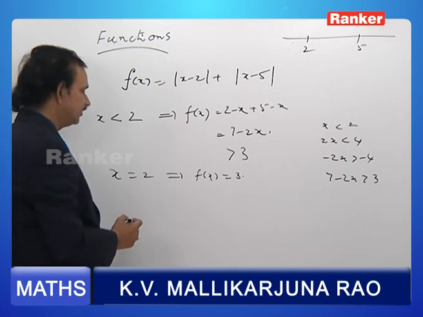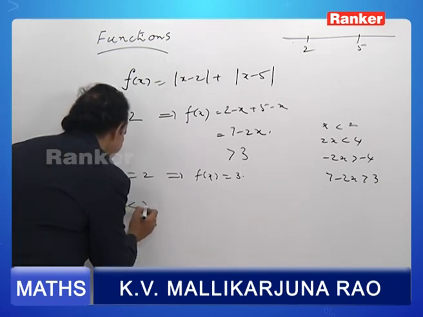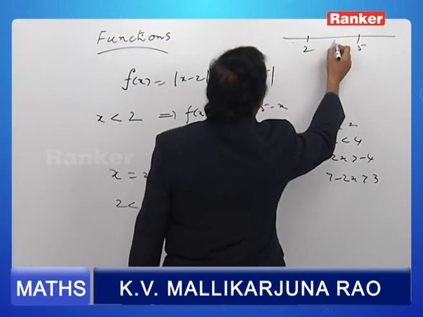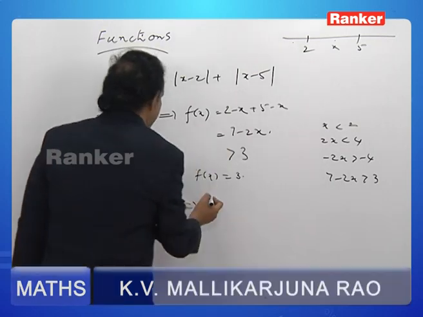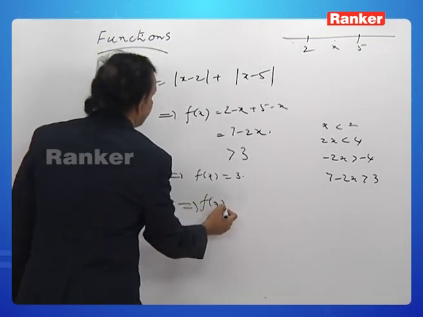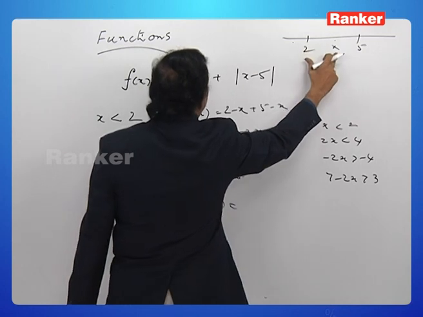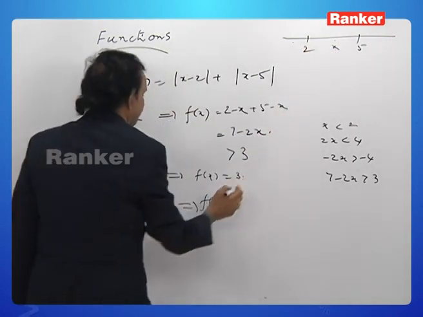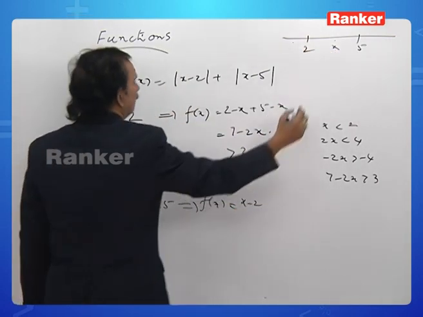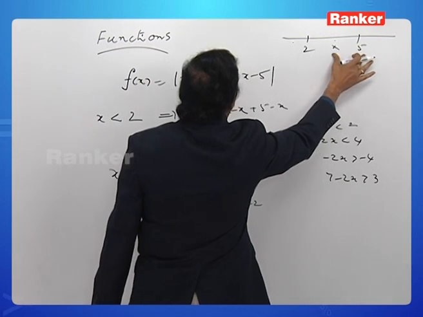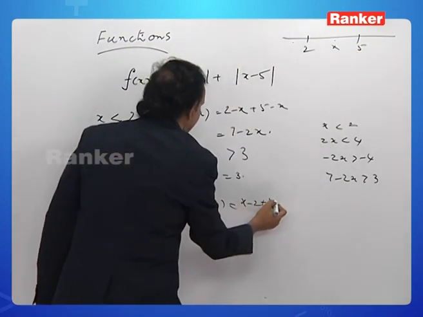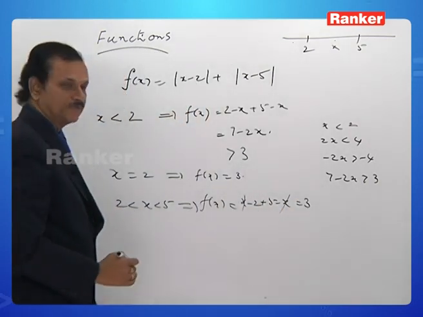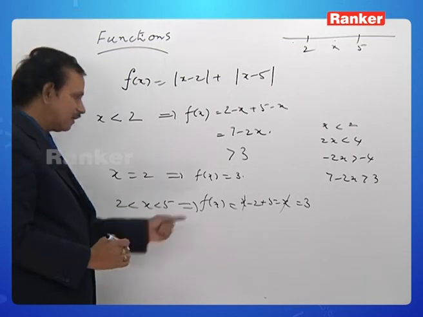f of x is equal to 3. And between 2 and 5, what is the nature of f of x? Between 2 and 5, suppose here is x. x is greater than 2, so the distance between x and 2 is mod x minus 2, which is nothing but x minus 2. But here x is less than 5, so the distance between x and 5 is 5 minus x. Adding them, x cancels, so that it is 3. Between 2 and 5, f of x is 3.